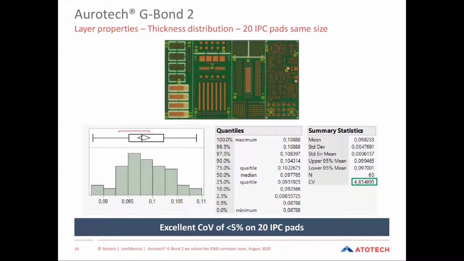And what is also of interest is the thickness distribution on the overall panel, on the same pad size. So here measured on 20 IPC pads distributed over the full panel, and even here we can have a low CV of below 5% when measuring overall the full panel size.